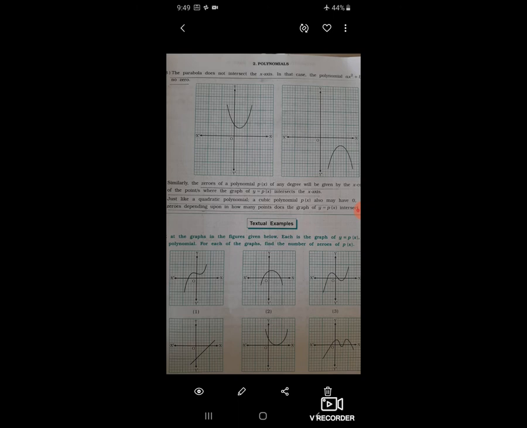In the next video we will continue lesson number 2, polynomials, with textual exercise 2.1, and then later we will discuss the relationship between zeros and coefficients of a polynomial.